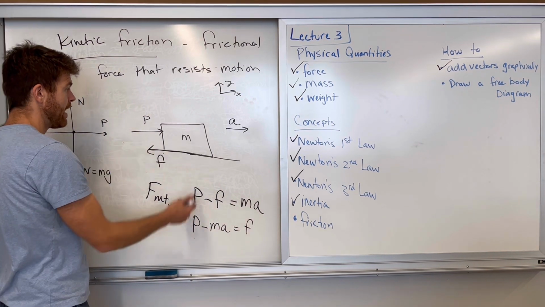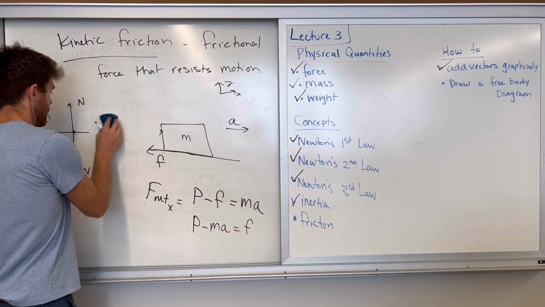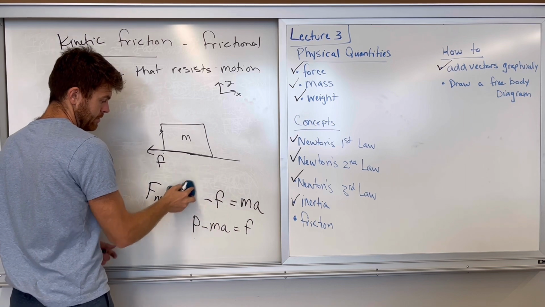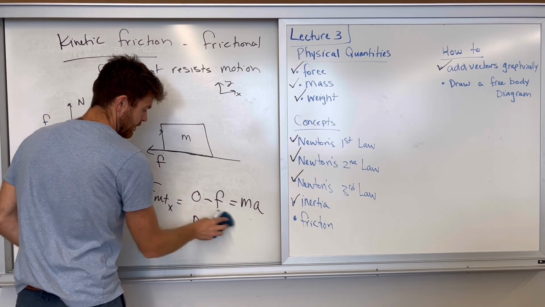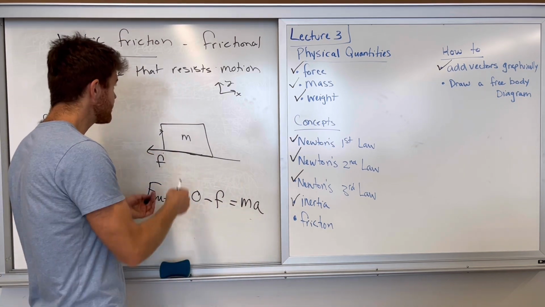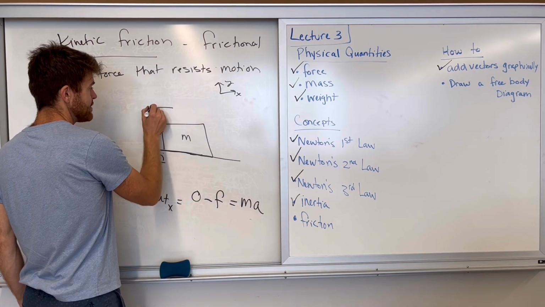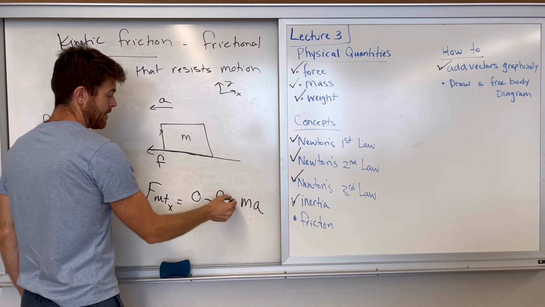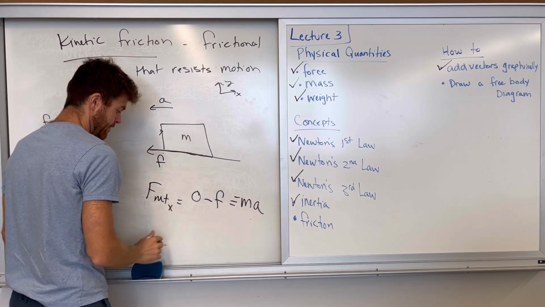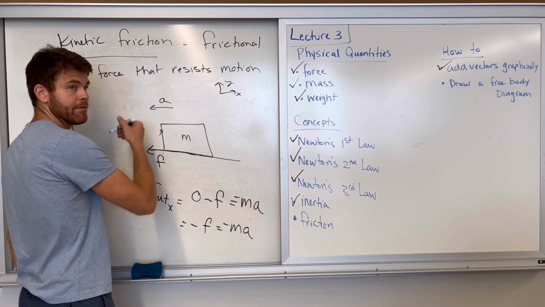Now let's say it's moving and then we stop pushing it. Then what happens? Well, now P is 0, right? And kinetic friction is still going to be there because it's still moving. As long as there's motion, there's going to be kinetic friction. So what happens is the acceleration changes direction. It's now pointing that way because the net force is only in this direction. So the net force is negative F, which equals mA. So A has to be negative.